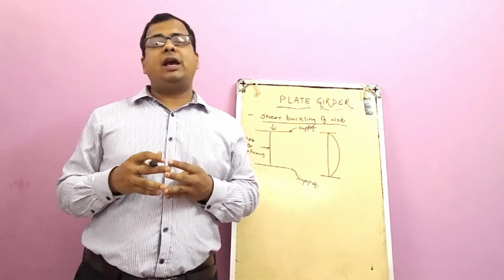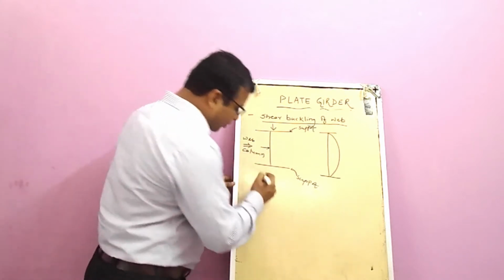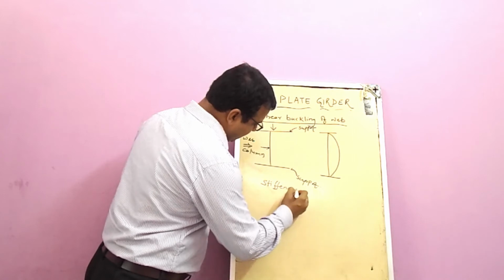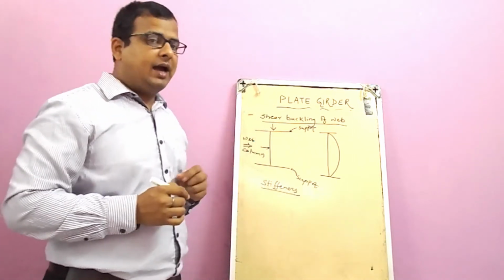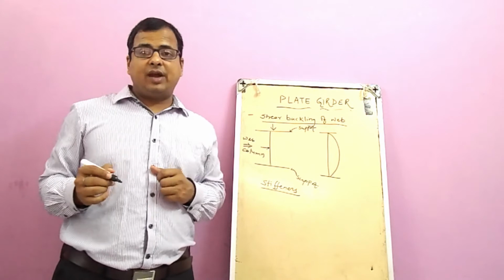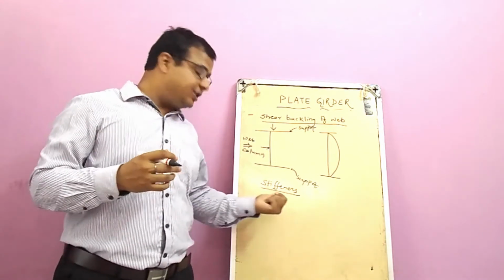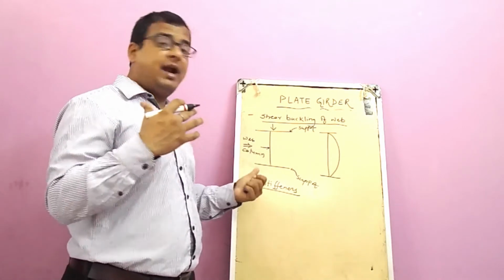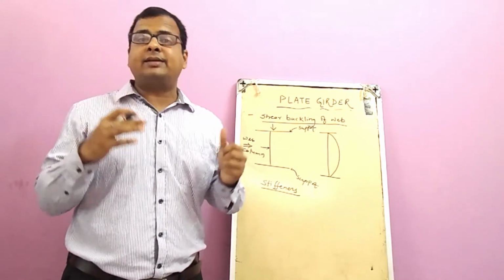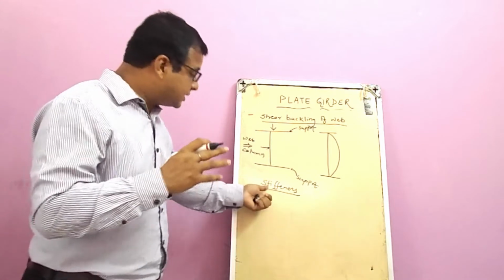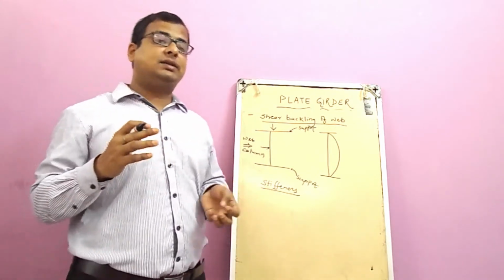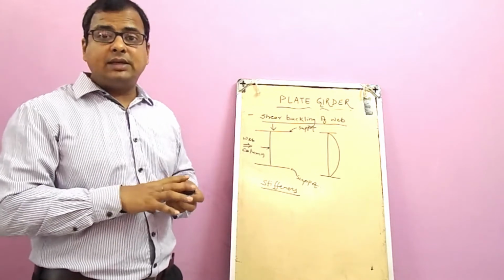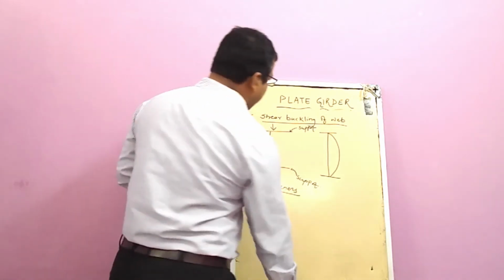These are called stiffeners. So what are stiffeners? Why are these elements called stiffeners? Because they are additional elements providing additional stiffness to our sections, so those elements are called stiffeners. Now where will we provide these? There are two types of stiffeners.